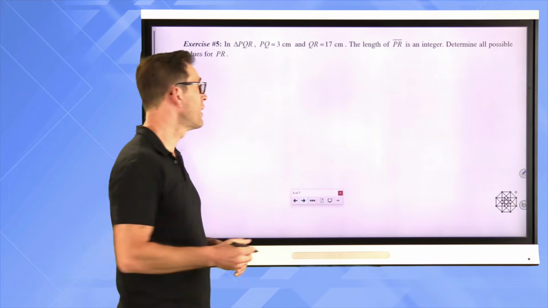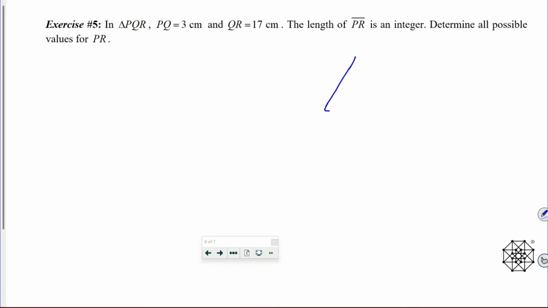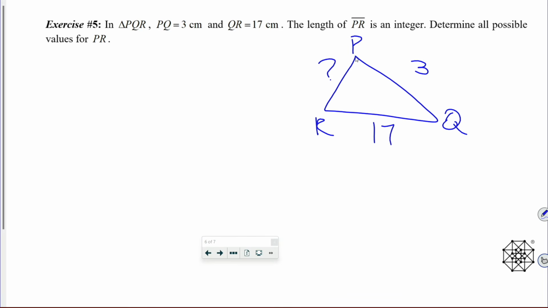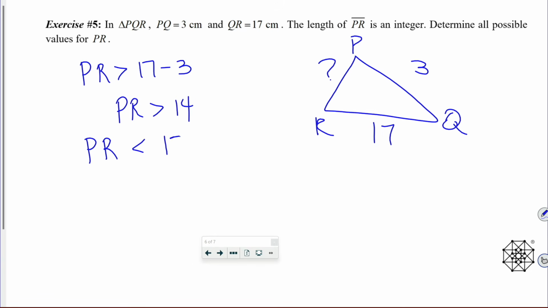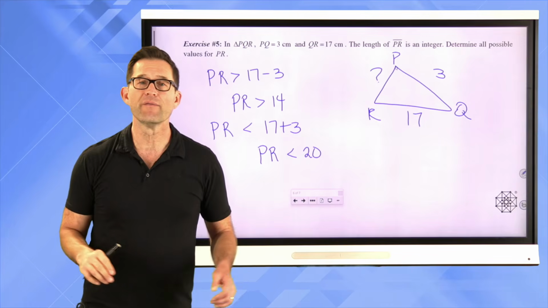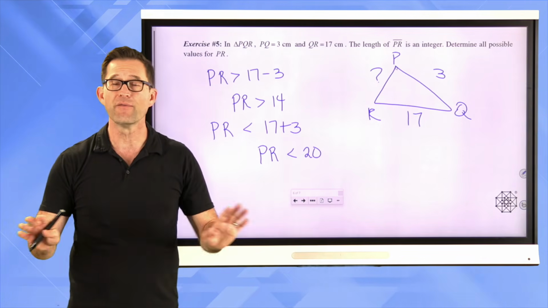Well, keep in mind that we can visualize this a bit. PQ is equal to 3, QR is equal to 17. We don't know what PR is doing. So we know that PR has got to be greater than 17 minus 3. So PR will have to be greater than 14. On the other hand, PR is going to be less than 17 plus 3, so PR must be less than 20. Now, there are an infinite number of values between 14 and 20.